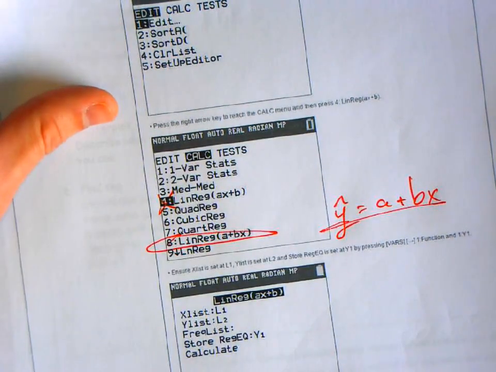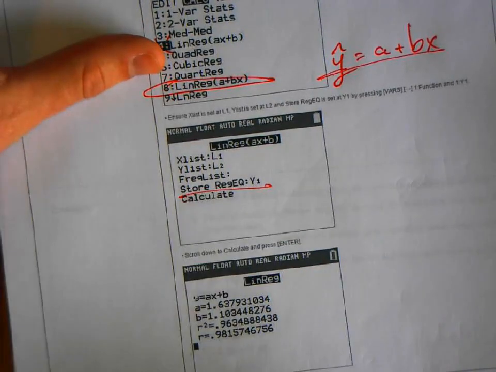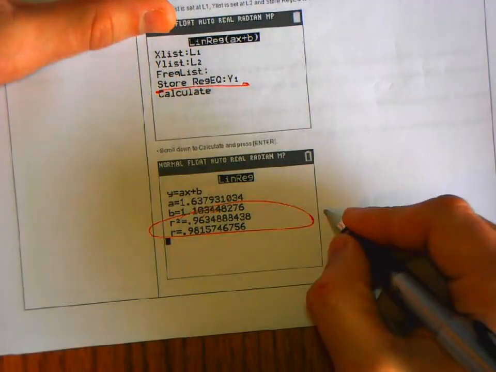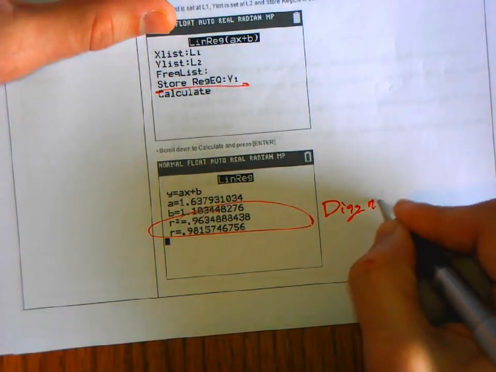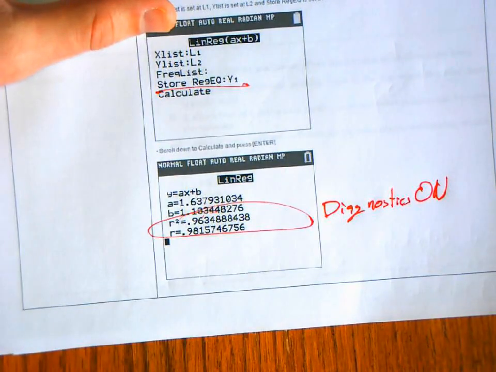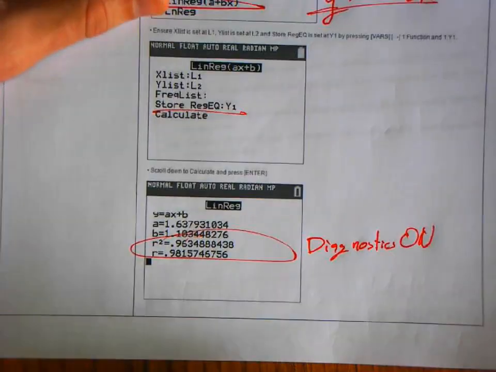Y with a hat on it. You haven't seen that before. We are going to store the regression equation in Y1. You're going to see that. And by turning the diagnostics on, like you hopefully have from that 30 seconds ago in the video, you can then get your R and your R squared. If you don't turn those on, you won't get R and R squared.